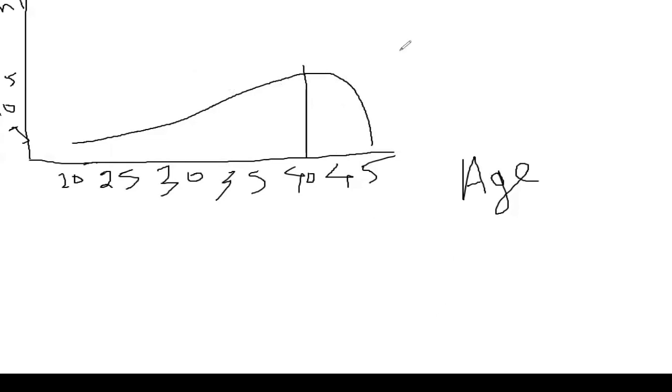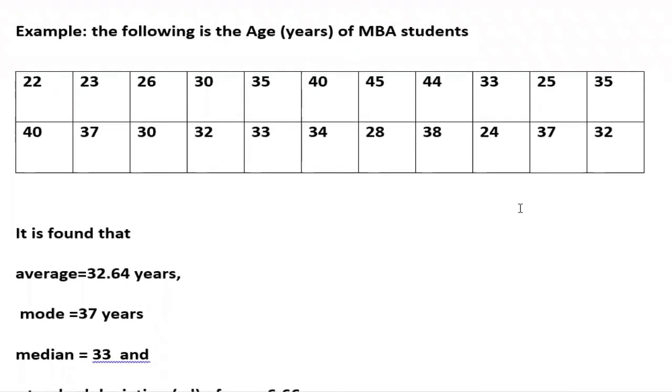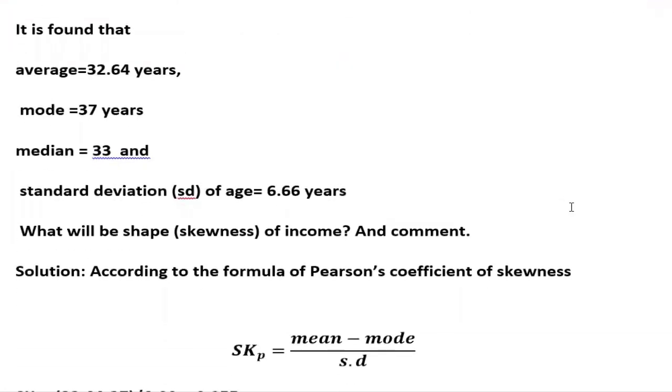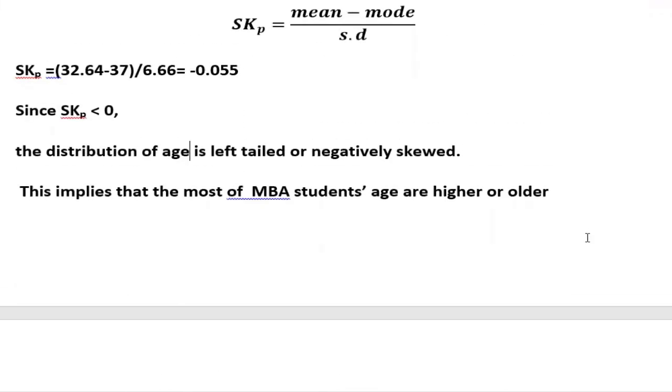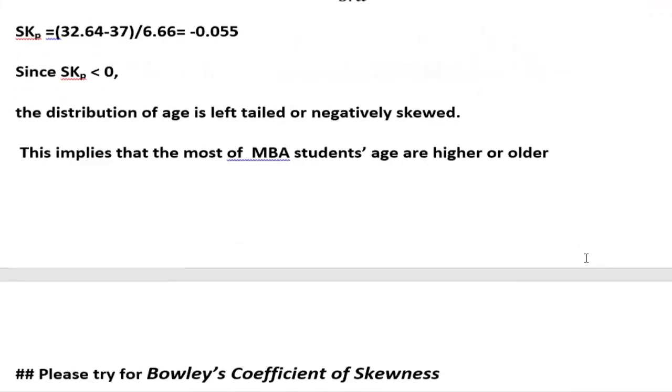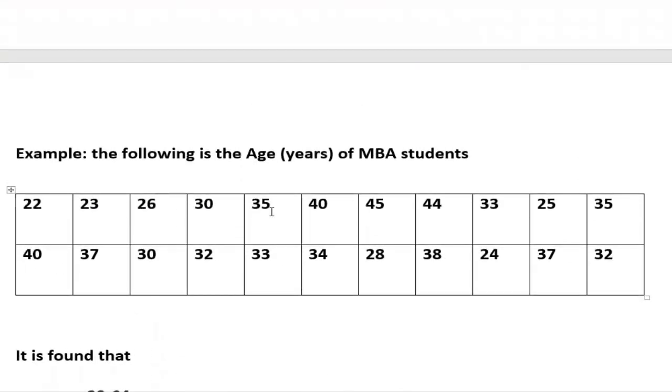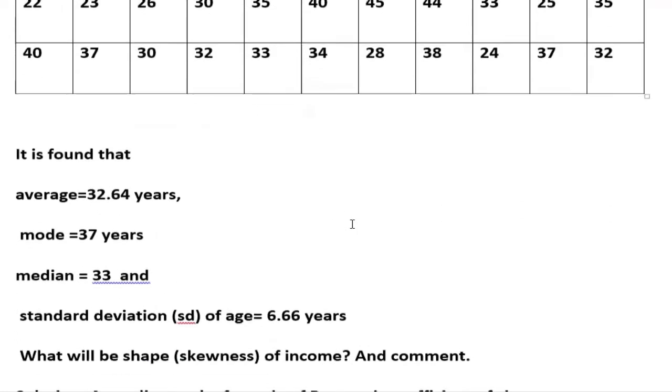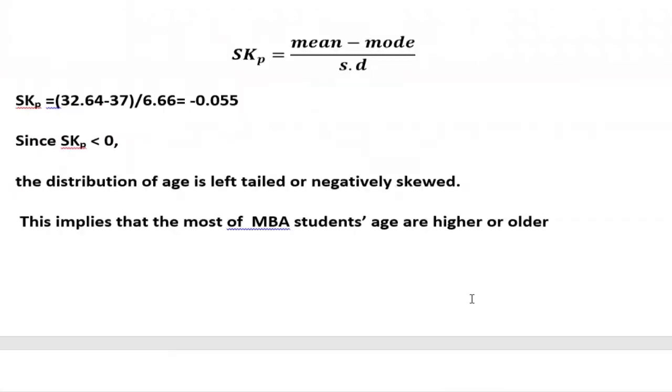So we can comment from the data that as the ages of the students are left tail, most of the students' ages are higher, they are older. You can also try Bowley's coefficient of skewness for this data. You need to find Q1, Q2, Q3. We know how to find them. First of all, you have to arrange the data in ascending order. Then we have the formula. Use that formula, and then you can find the skewness of the data by Bowley's coefficient of skewness.